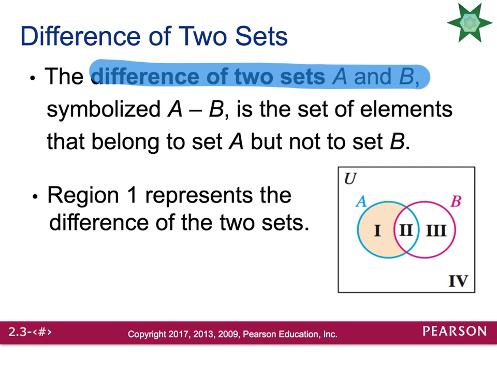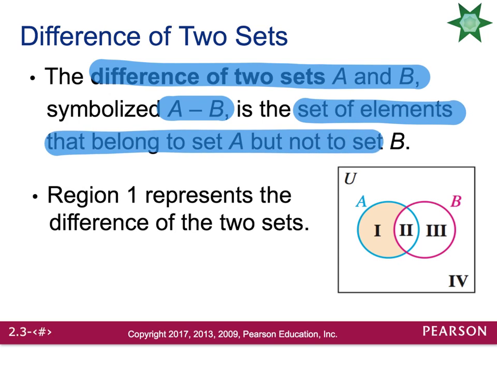It's sort of like subtracting, and we use that subtracting symbol. It's the set of elements that belong to set A but not to set B. So if you think of taking set A and taking away all the B stuff, we're going to take region 2 away. That kind of moon shape, that beige moon shape, would be A minus B. We're taking A and subtracting all the B stuff from there. And we say that's the difference of set A and B.